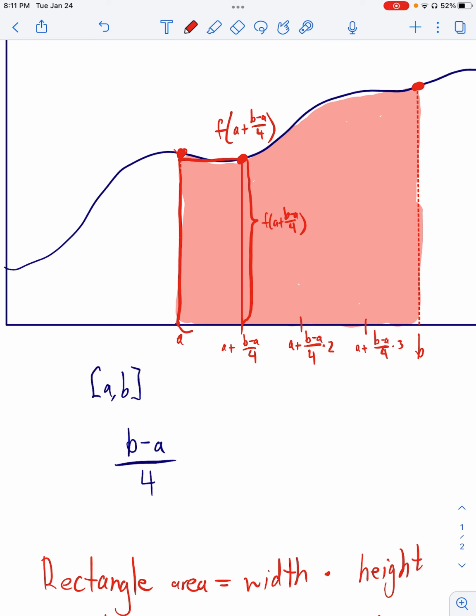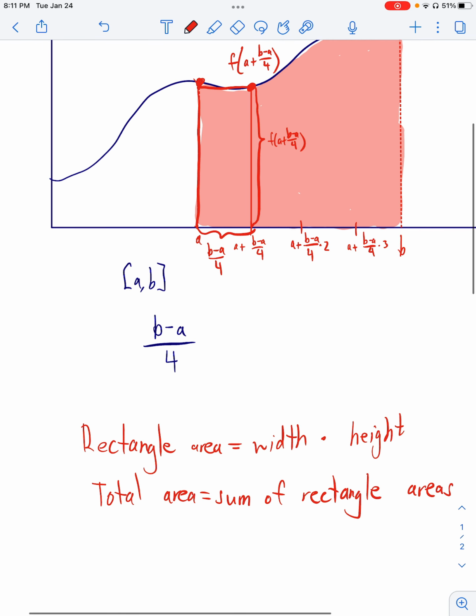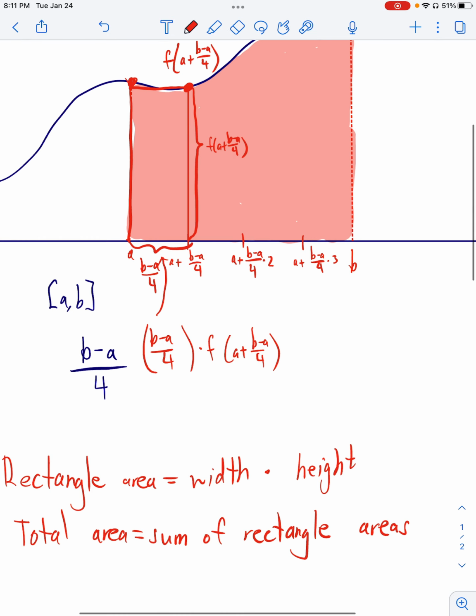The width, again, as we were saying earlier, is b minus a over 4. So the area of this first rectangle is b minus a over 4 times f of a plus b minus a all over 4.